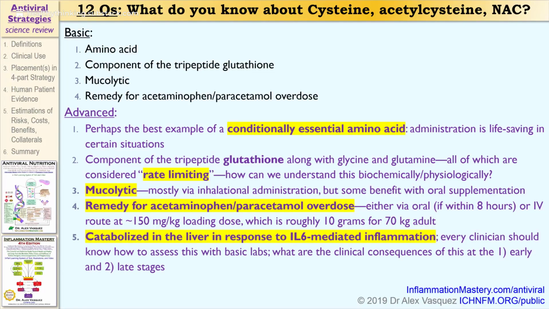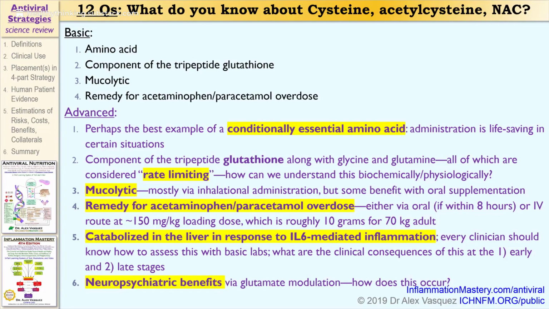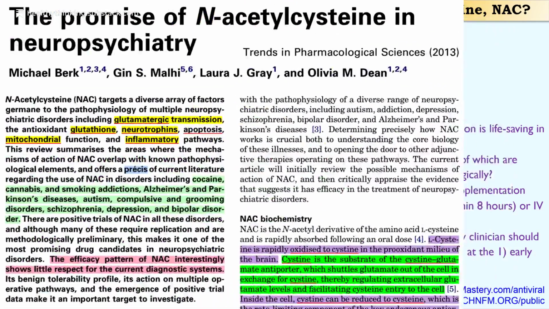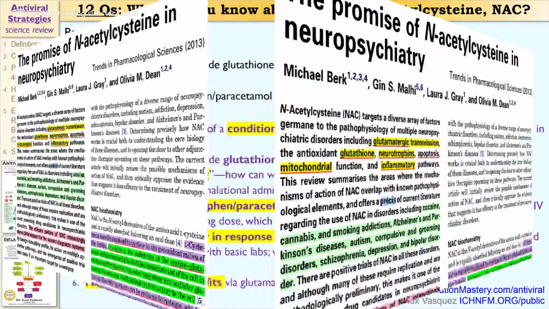It's catabolized in the liver in response to interleukin-6 mediated inflammation. So anytime we see a patient in an inflammatory state, if their CRP is elevated, we know that's a reflection of interleukin-6 mediated inflammation, and we could therefore reasonably hypothesize that they are catabolizing their cysteine in the liver, usually for the sparing of glutamine, and I'll discuss that more later. By this stage of the game, all healthcare providers should be aware of the neuropsychiatric benefits of acetylcysteine and how it modulates glutaminergic neurotransmission.